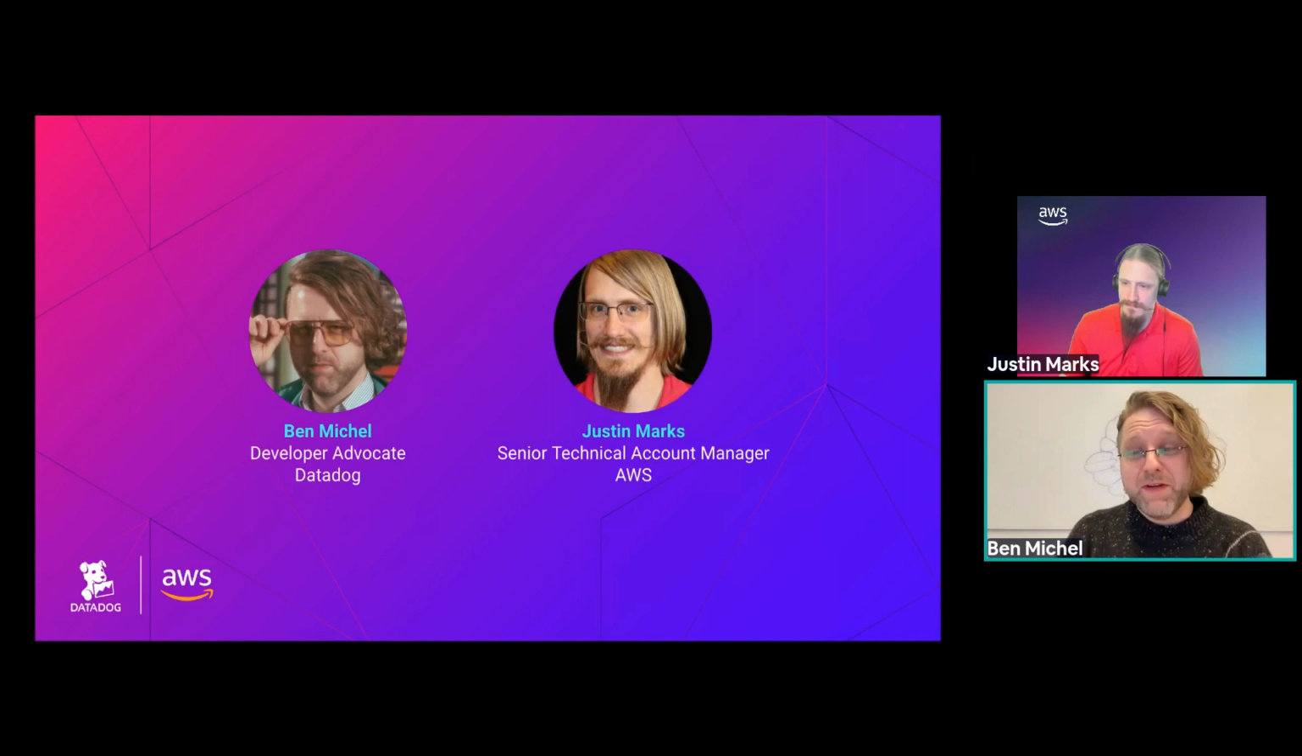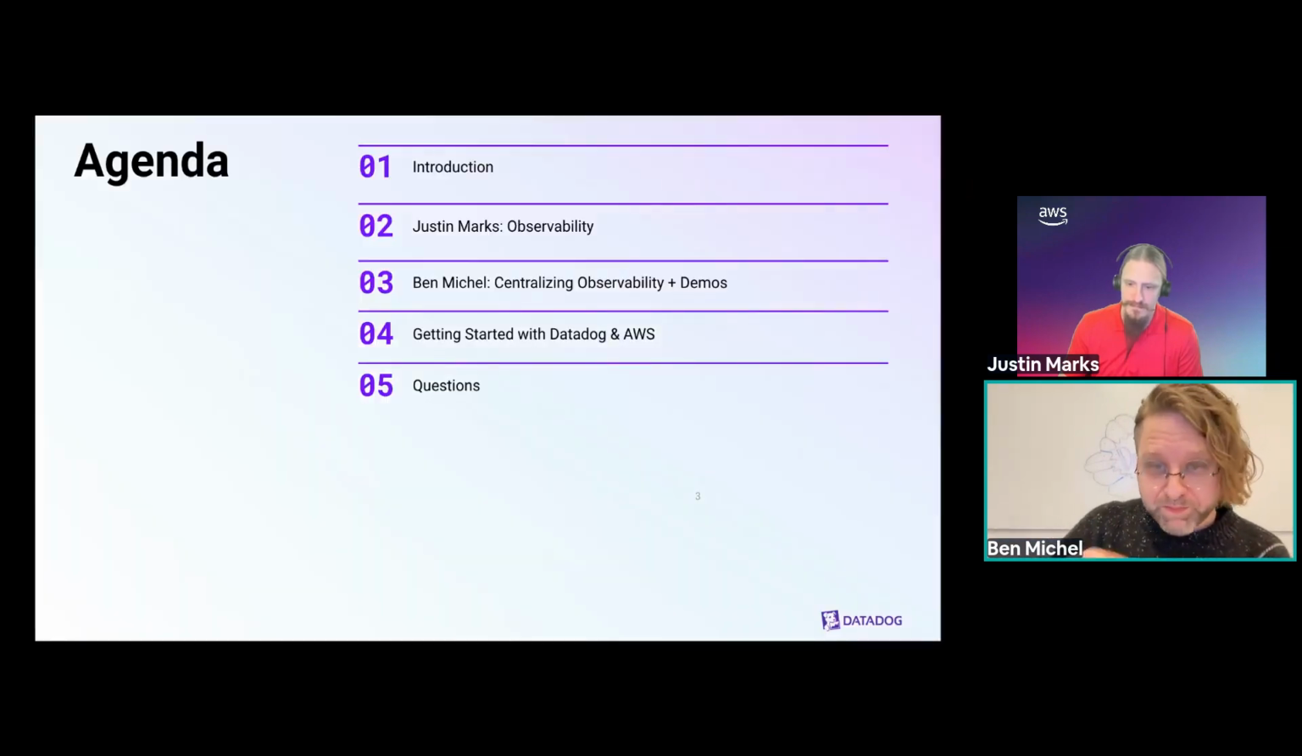I am a developer advocate on our community team, and my focus is typically on helping people understand front-end monitoring and how to get the most out of the tools that are available to them for achieving great end-to-end observability solutions. So let's go ahead and walk through today's agenda.